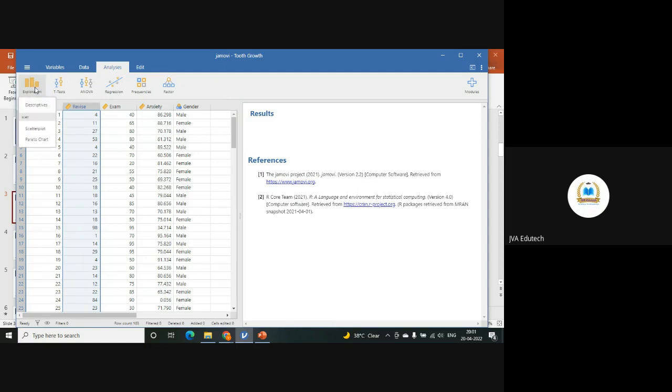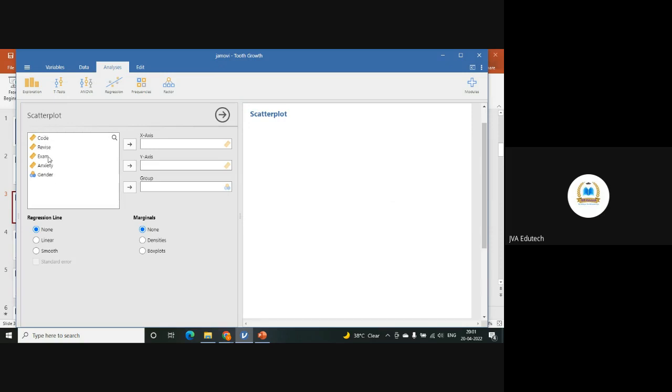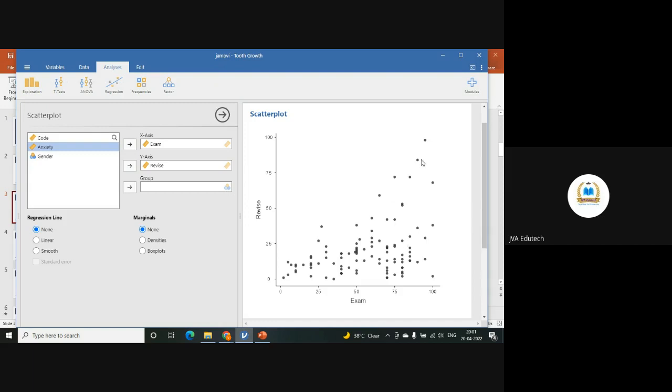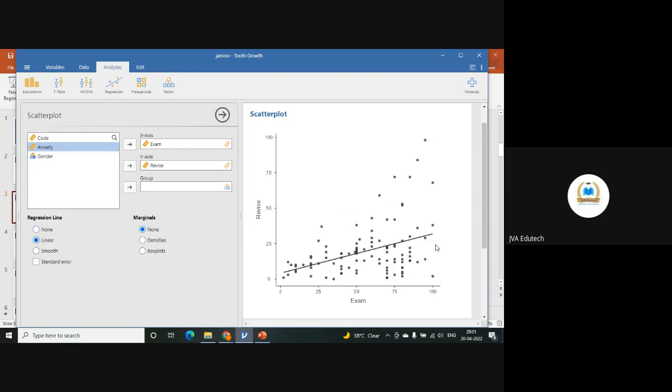So click on Exploration. Here you will get a scatter plot. Take exam score on the x-axis and revise on the y-axis, and you will get a scatter plot. Put a linear equation on it, or make a diagonal line on it by clicking this. What does this relationship tell you? It's a positive correlation. There is a positive correlation, meaning as the students revise more and more, their exam performance increases. Isn't it?